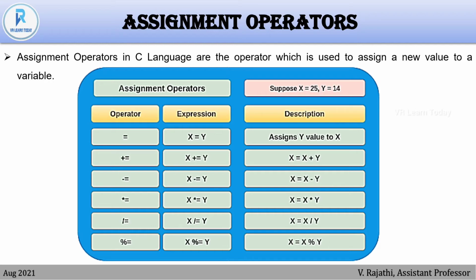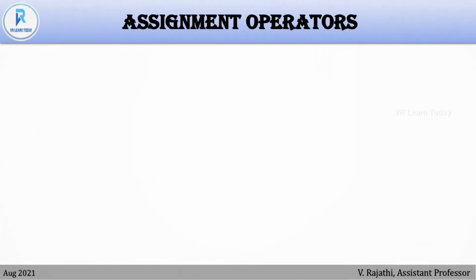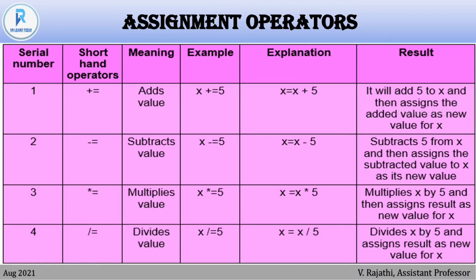In the same way, x minus equal to y means x equal to x minus y. x times equal to y means x equal to x times y. This is the same kind of shorthand operator. So the meaning of x plus equal to y is x equal to x plus y. These are the assignment operators, and we already know these are the shorthand operators.